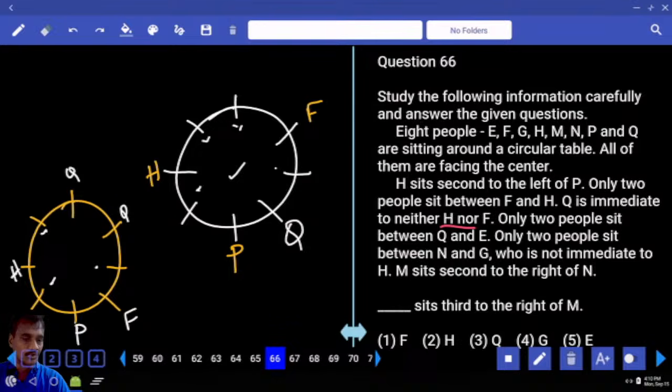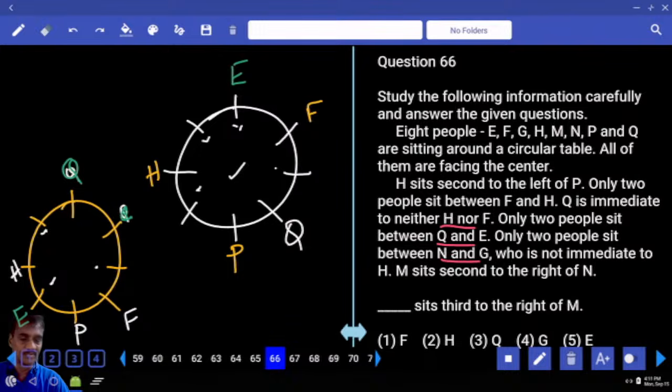Then next one. Only 2 people between Q and E. Now 2 persons between Q and E. Q and E, 2 people. Then Q will be here. If Q is here, then with the earlier information, and Q is here, only 2 people between Q and E. Now 2 people between Q and E again, and E will be here.